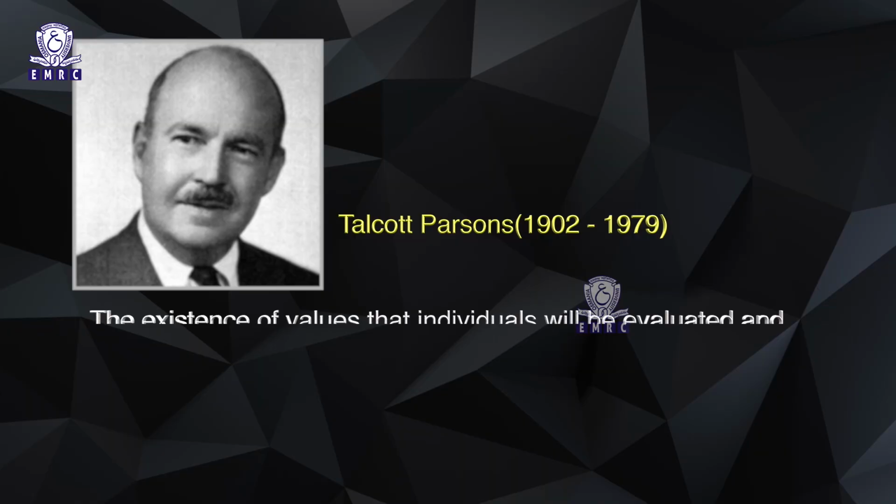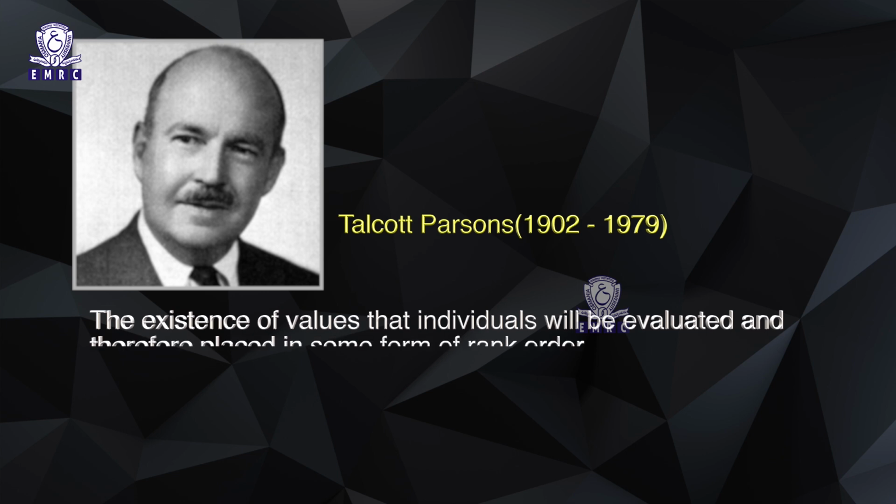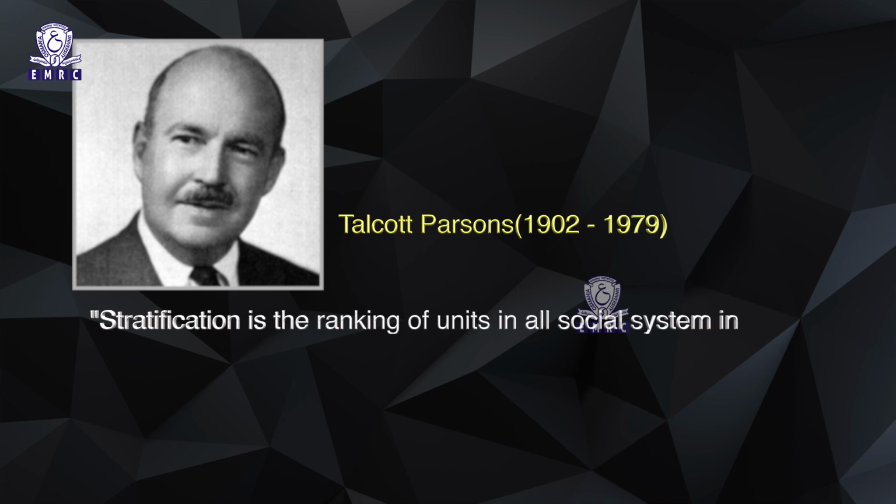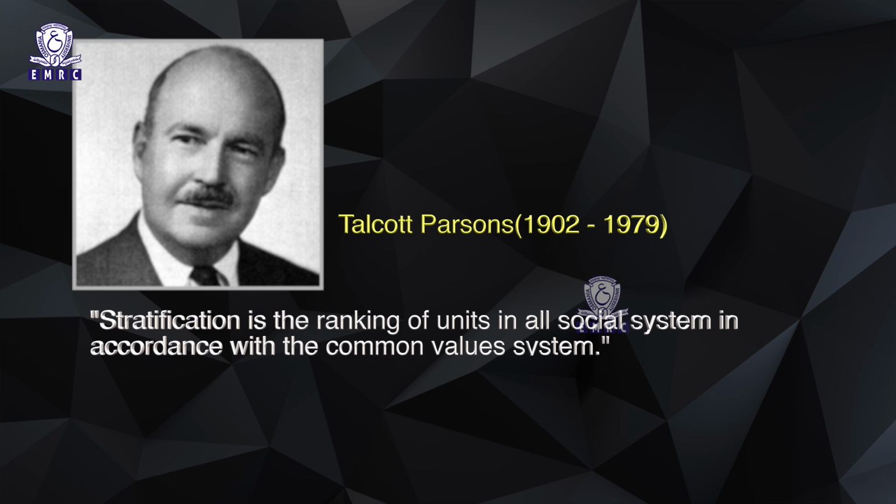Parsons argues that it follows from the existence of values that individuals will be evaluated and therefore placed in some form of rank order. Therefore, the different strata in a society are based on a hierarchy which in reality forms its stratification system. Parsons stated that stratification is the ranking of units in all social systems in accordance with the common value system. Hence, it is the value system which creates stratification in a society.